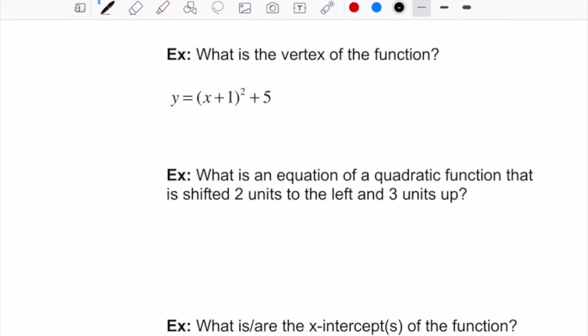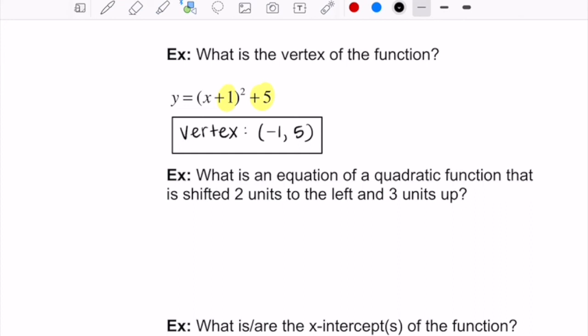So in the first example, it says what is the vertex of the function, and the function is given to you in vertex form. And so the vertex of this function is going to be at the opposite of the number that you see on the inside and then the same as the number that you see on the outside. So the vertex of this function would be located at the point (-1, 5).